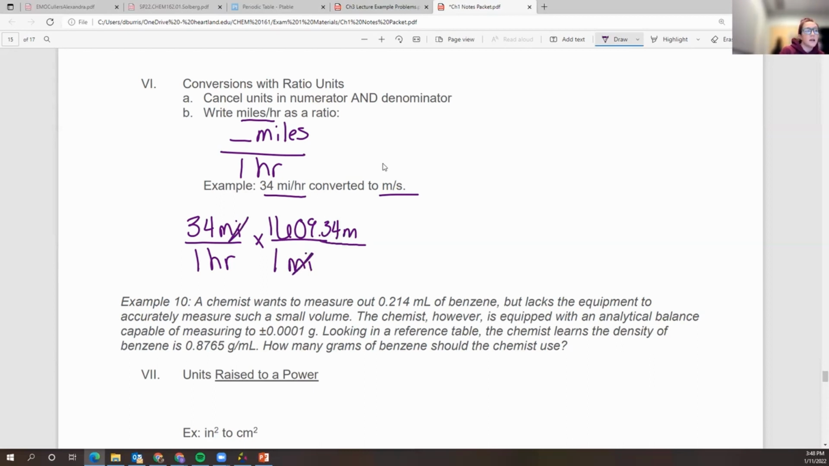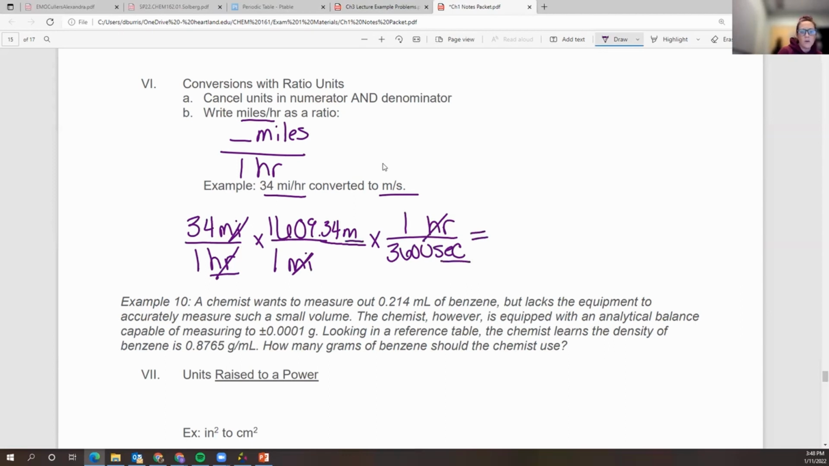Now, if I stopped here, I would get meters per hour. But that's not what the question is asking. It's asking for seconds. So I need to do another conversion factor to get rid of my hours. Now, hours is on the denominator over here. So if I wanted to cancel out, I actually had to put hours on my numerator over here. And I know that there are 3,600 seconds in 1 hour. Okay, so now my hours will cancel out and I'm left with meters per second.